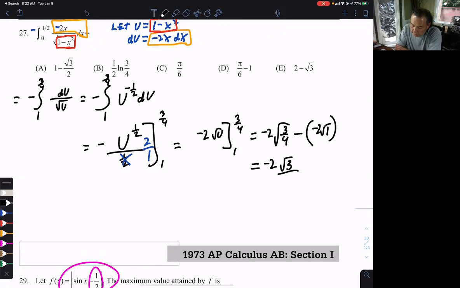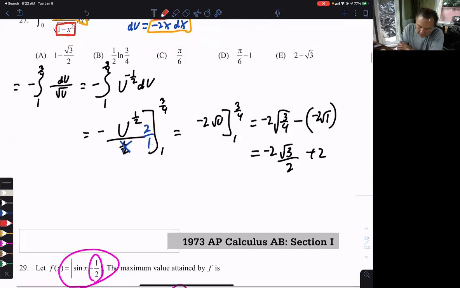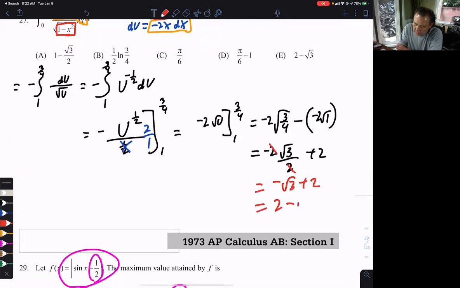So the square root of 4 is 2. Since we're able to take the square root of that, we bring that outside. And then the two negatives here make a plus. So it's going to be plus 2. These are going to cancel out. I get negative radical 3 plus 2, or 2 minus radical 3.